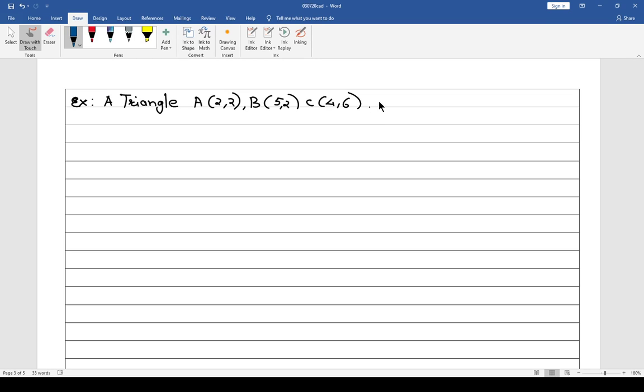Okay, first operation, it is translated by 2 units in x direction and 3 units in y direction.